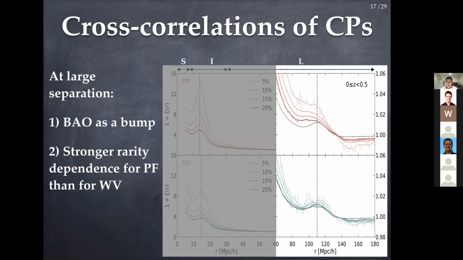And if, again, we look at the BAO scale, now we turn back to a BAO bump because we are pairing overdense to overdense and underdense to underdense critical points. So we are effectively having positively biased correlation functions. So BAOs appear as a bump. And again, we are looking at a stronger rarity dependence compared to the bottom panel, which is again due to the nonlinear gravitational evolution in the overdense regions.